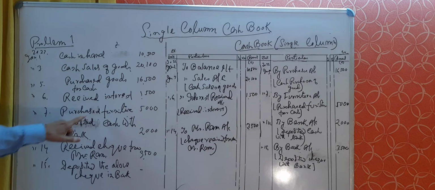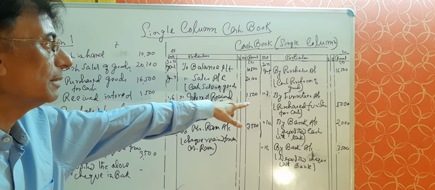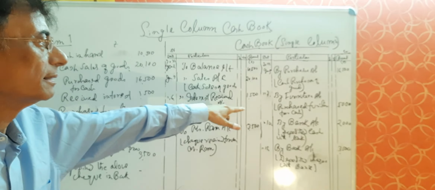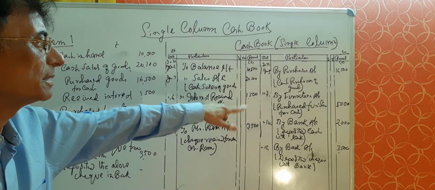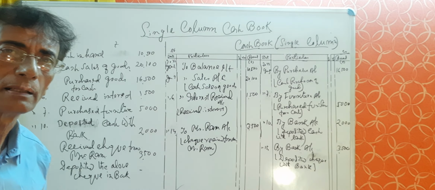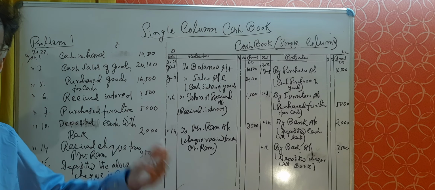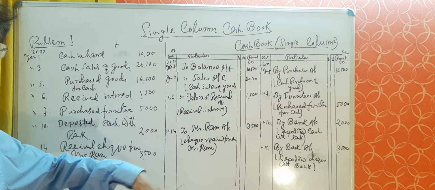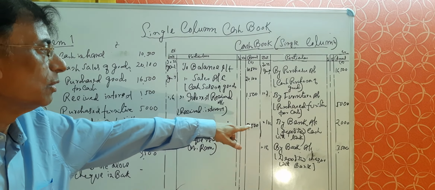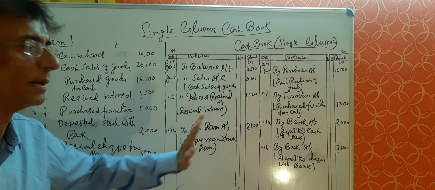Next one, purchase furniture. If you purchase something, cash goes out. So we have gone to the credit side of the cash book and write buy furniture account with the value 5,000 and narration purchase furniture for cash. Clear? Next, deposited cash with bank on 10th January. If you deposit cash with bank, your cash goes out. We should go to the credit side of the cash book and write buy bank account. We have written buy bank account with the value 2,000 deposited cash with bank.